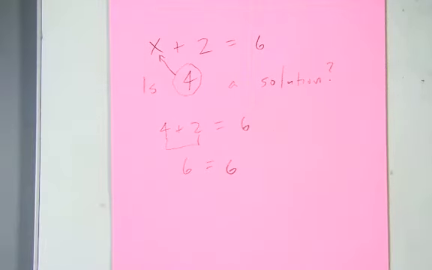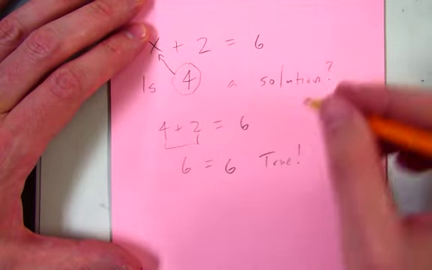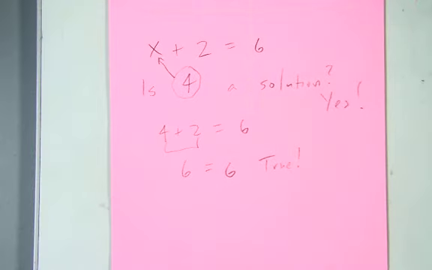So 6 is equal to 6. This is a true statement always, right? And so what that means is that the answer is yes to this question. 4 is a solution. We can take that value, plug it in, and if we get the same thing on both sides when we've simplified our expressions on both sides of our equation, then we are looking at a solution. Okay, so pretty easy. Plug it in, work out both sides, see if you get the same thing on both sides.